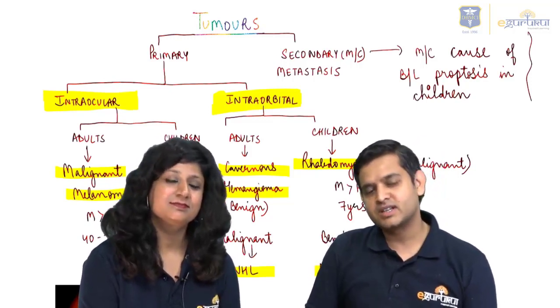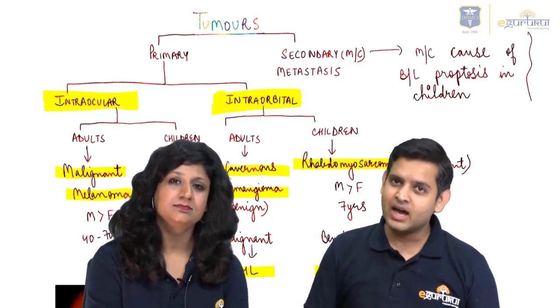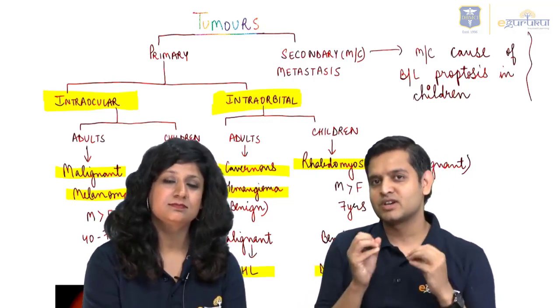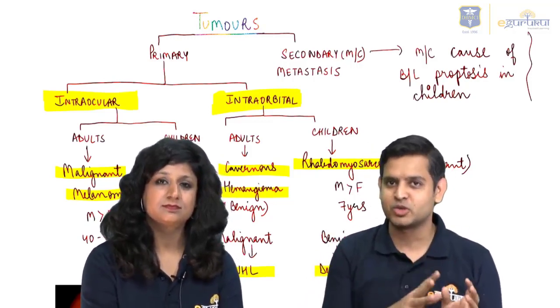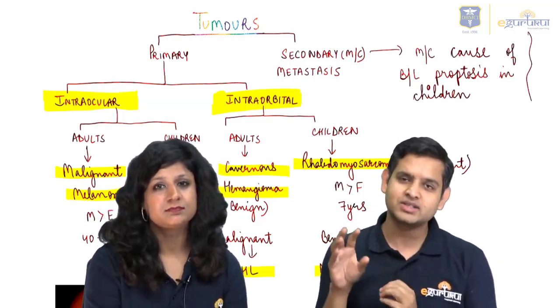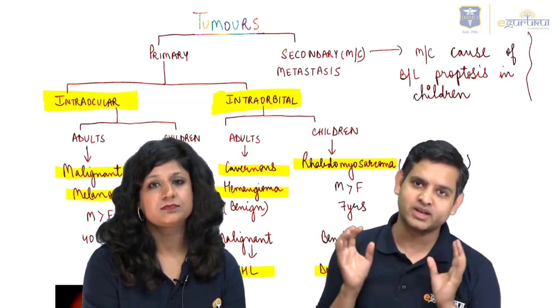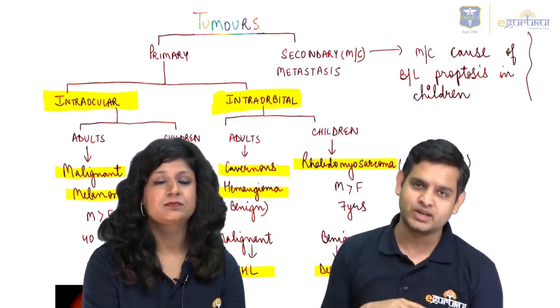Now we have seen that in the Central Institute exams, specifically the AIIMS exam, they ask a lot of questions in which they give you a history of a child presenting with proptosis or an adult presenting with proptosis, and the history takes you towards a diagnosis of an ophthalmic tumor, be it an ocular tumor or an intraorbital tumor.